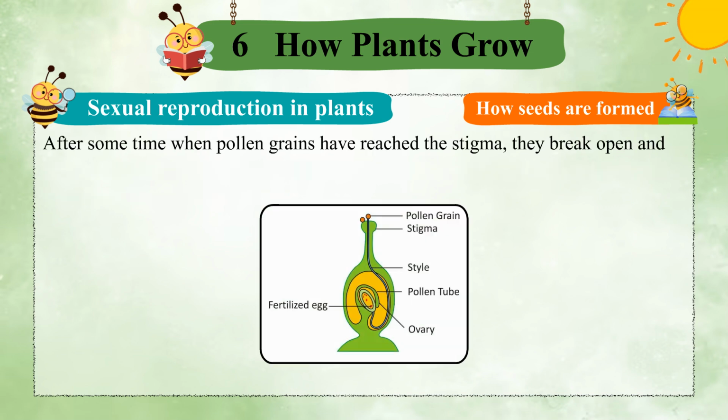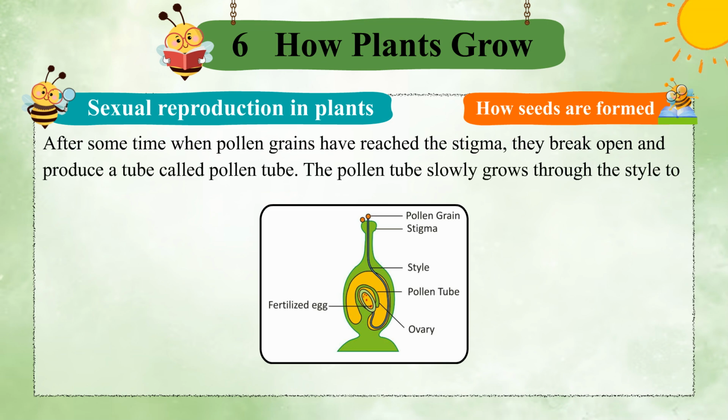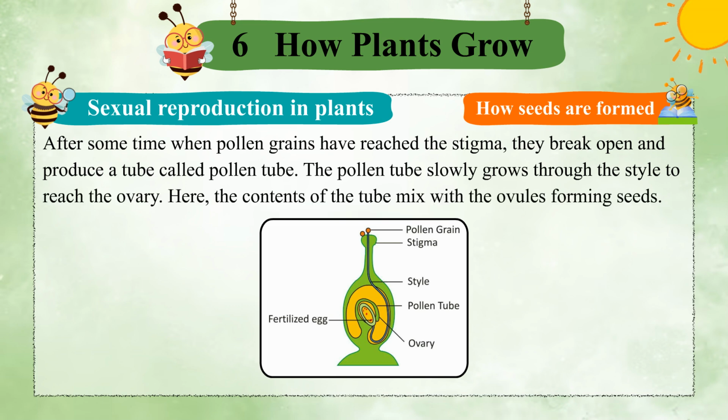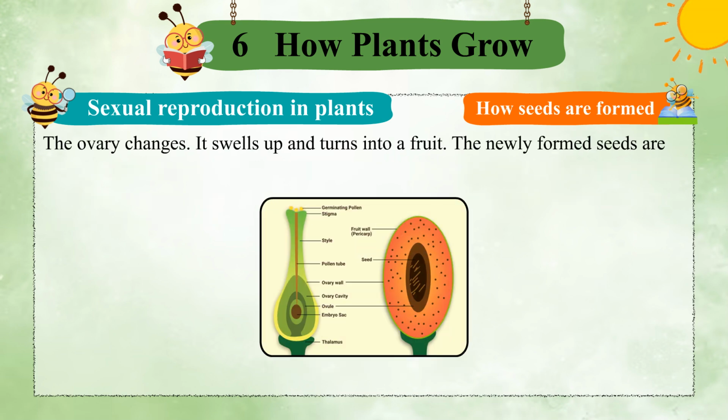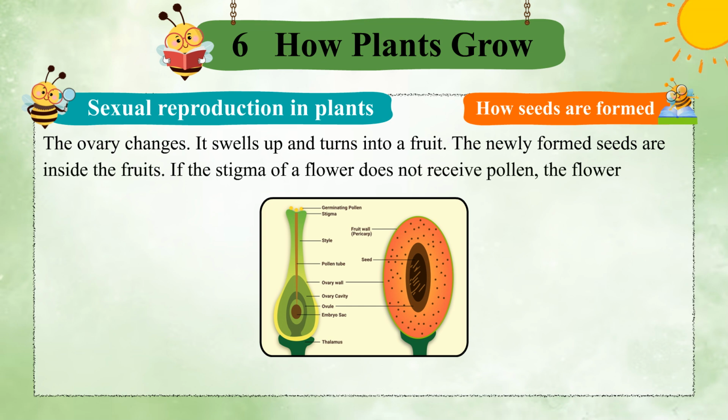After some time, when pollen grains have reached the stigma, they break open and produce a tube called pollen tube. The pollen tube slowly grows through the style to reach the ovary. Here, the contents of the tube mix with the ovules forming seeds. This is called fertilization. The ovary changes. It swells up and turns into a fruit. The newly formed seeds are inside the fruits.